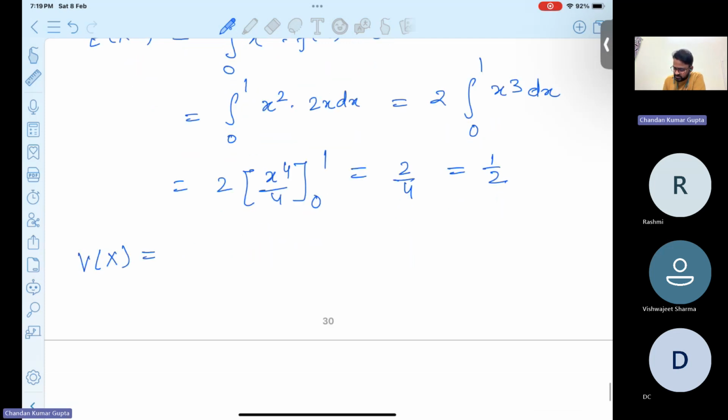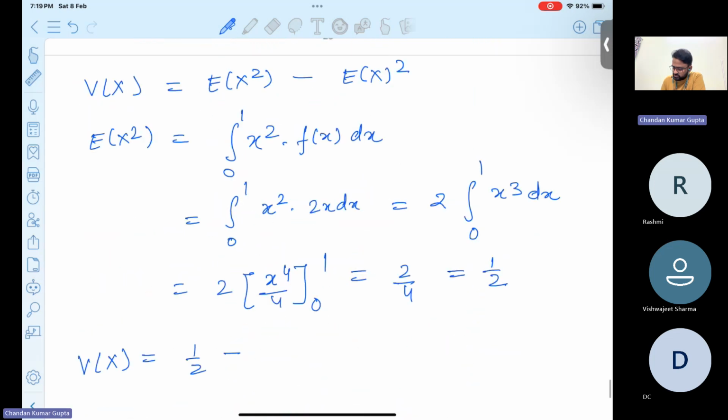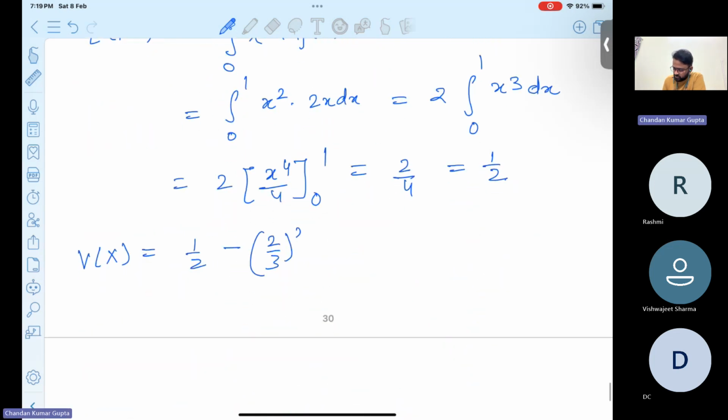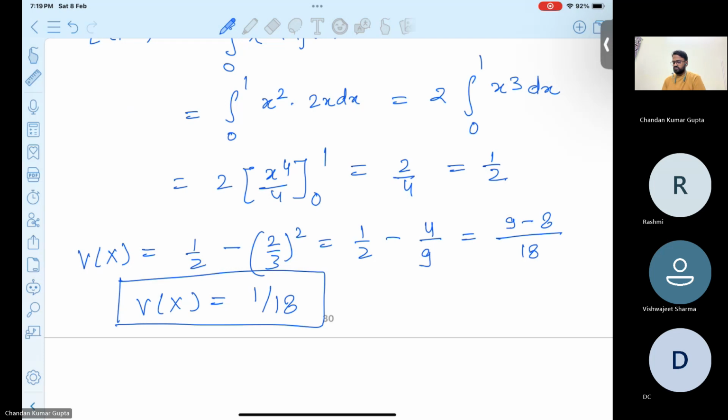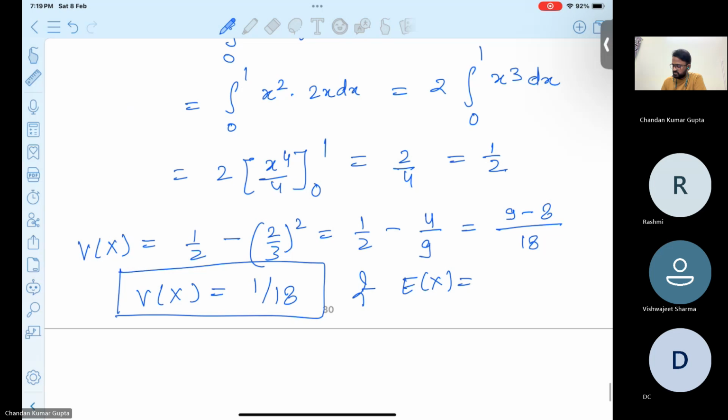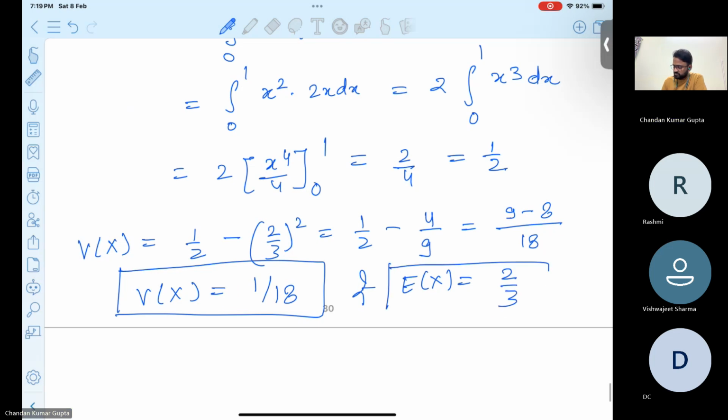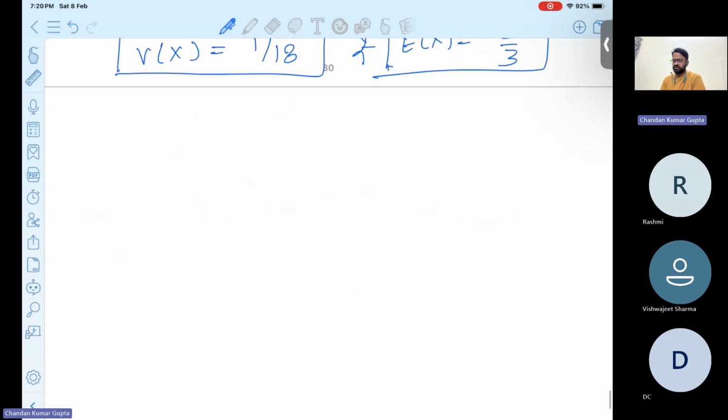so the variance of x is 1 by 2 minus 2 by 3 whole square, comes out to be 1 by 2 minus 4 by 9, and after calculating 18, 9 minus 8, so variance of x comes out to be 1 by 18. Okay, and expected value of x comes out to be, okay, so just a simple question actually, how to calculate the mean and variance.